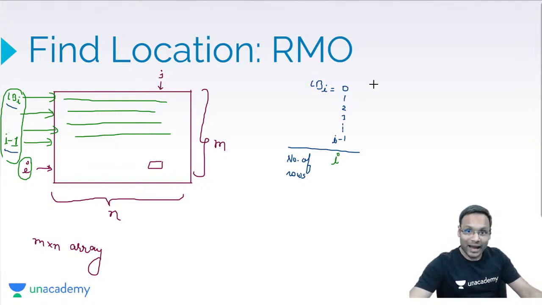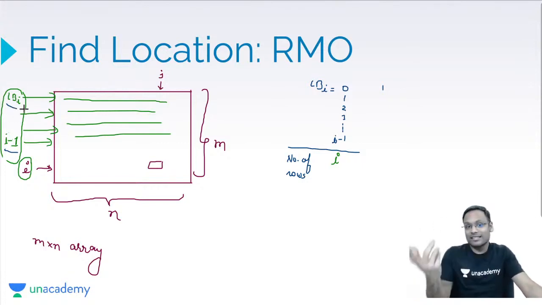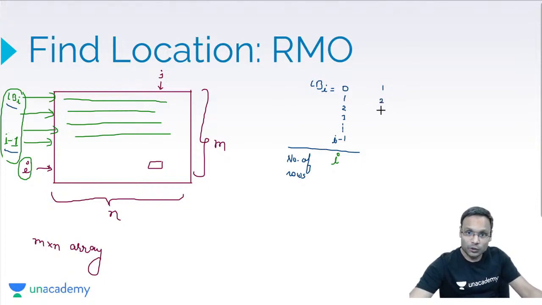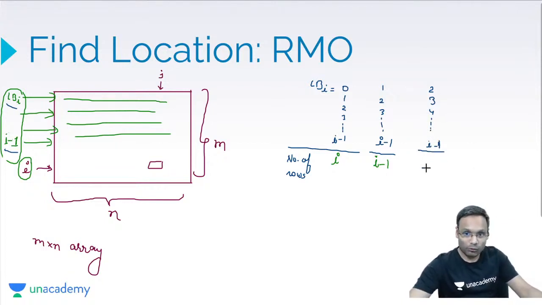If the lower bound of i is 1, the lower bound of i can be 1. पहला नंबर रो का 1 से स्टार्ट हो सकता है. In that case 1, 2, 3 up to i minus 1. How many total rows? 1 to i minus 1. How many rows? i minus 1. If you are having a lower bound starting from, let's say, 2, 3, 4 up to i minus 1, how many total rows do you have from 2 to i minus 1? The total number of rows is equal to i minus 2.